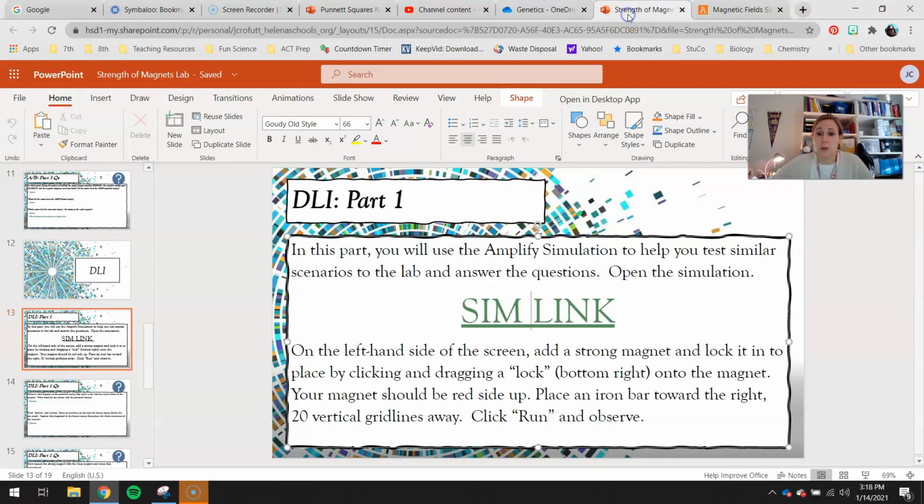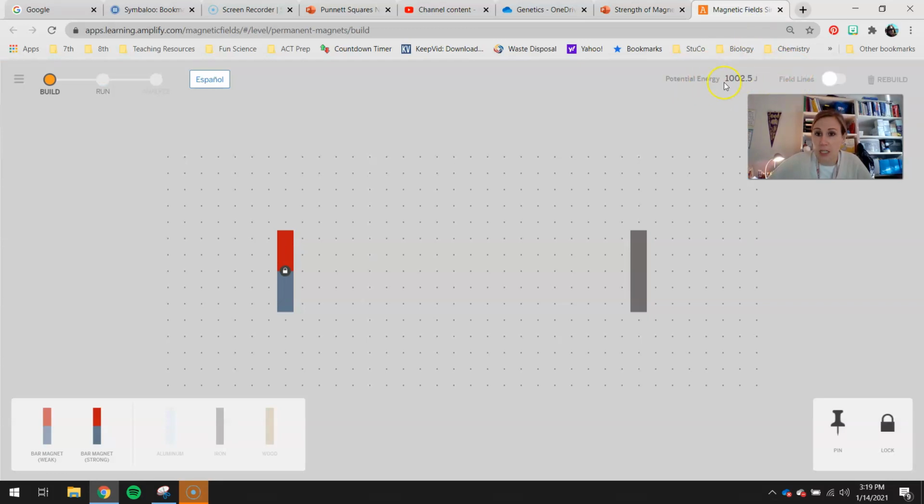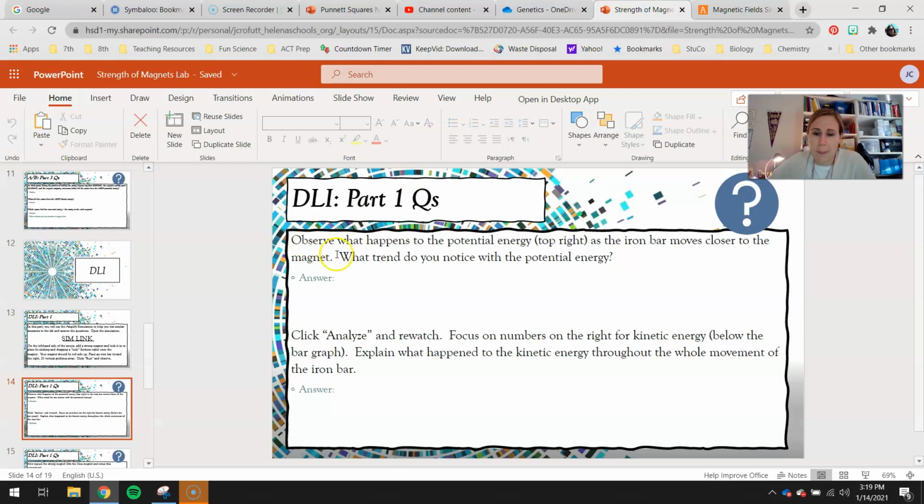I'm not going to show you exactly what happens, as you will need to collect data for that. For this one, you are just doing some qualitative observations, so telling me a little bit about it. There are no numbers that you're collecting yet. Observe what happens to the potential energy. If you look in the top right hand corner, you will see potential energy, and as our system reacts and responds, you will see changes in that. Observe what happens to the potential energy as the iron bar moves closer to the magnet. What trend do you notice with the potential energy? What I'm asking is, does the potential energy increase, decrease, or stay the same? And then finally click analyze and rewatch.